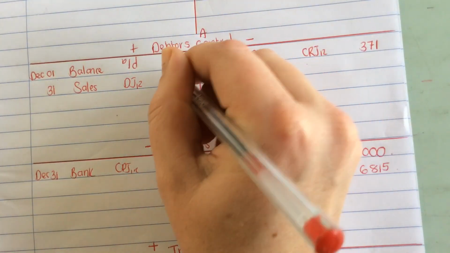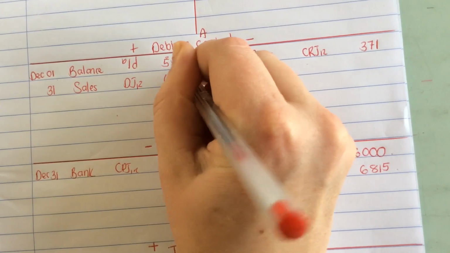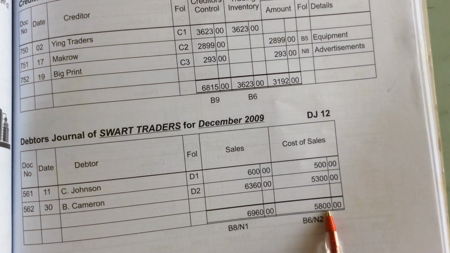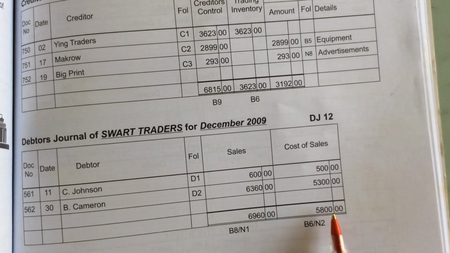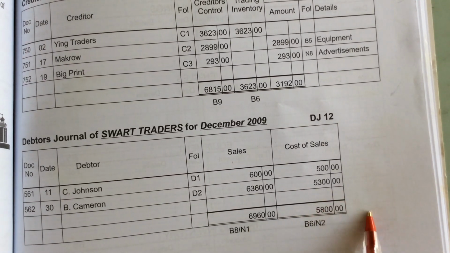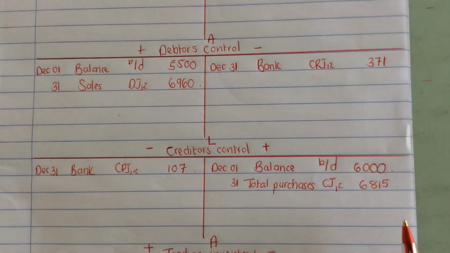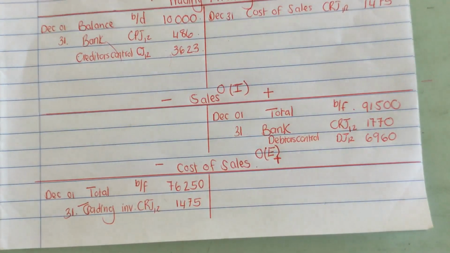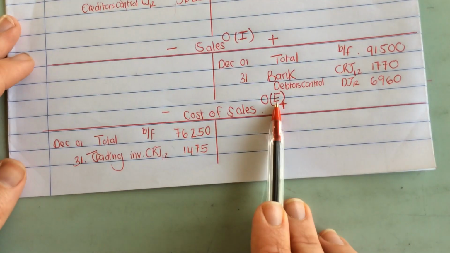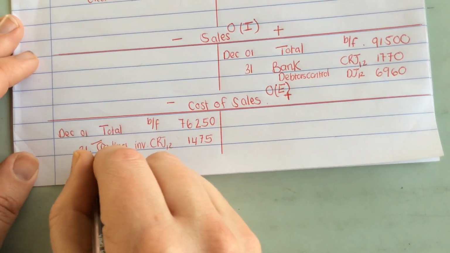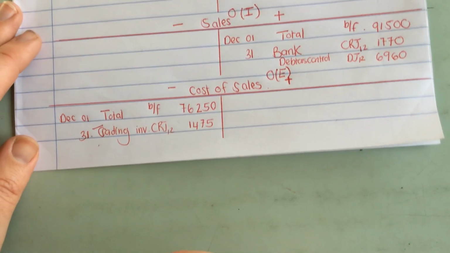DJ 12, 6,960. Then you move on to your cost of sales column. That cost of sales total, what does it represent? Just how much you bought the stock for. Okay, the value of stock sold on credit. 5,800. Go to cost of sales. It's an expense. What does an expense do to my owner's equity? Decreases it, so we're going to debit. What are you going to write in details?